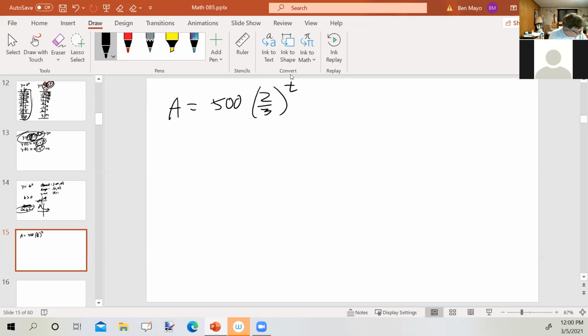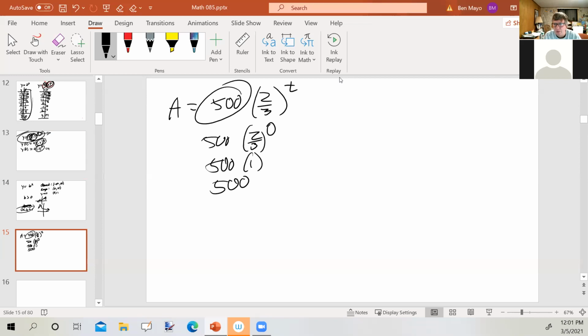Okay. First of all, how much is there at the beginning of time? 500. Right, 500. Now, over time, is the 500 going to increase or decrease? Decrease, because the base is between 0 and 1. Good. Now, it says, what amount is present after 10 years?